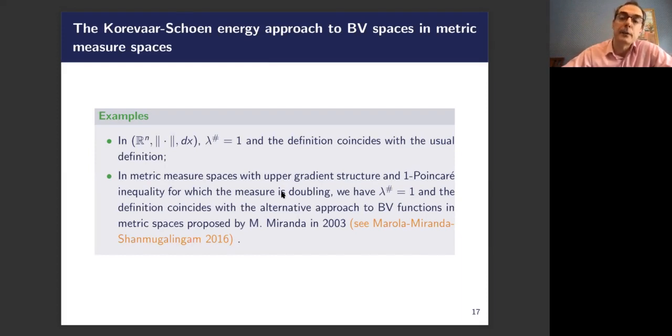So in this class of spaces that satisfy some regularity, like the doubling property or a one-Poincaré inequality, the theory of BV functions given by the Korevaar approach would be the same as the theory of BV functions based on upper gradients that was developed by Miranda in the early 2000s. So in these two classes of spaces, that is Rn, manifolds, or metric measure spaces which are relatively regular, we don't lose anything if we use the Korevaar definition of BV to work with BV functions.